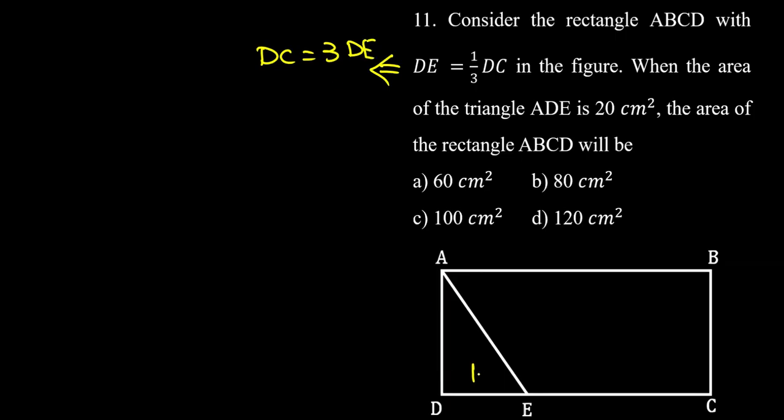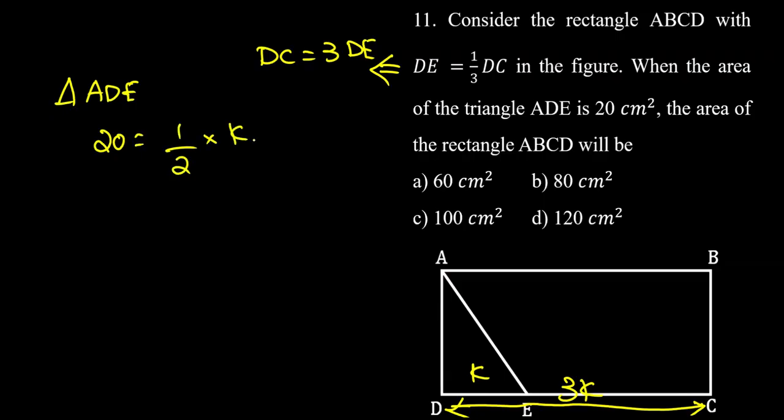If DE is K, my dear friend, DC, the entire base, will be how much? If you take DE as K, DC must be equal to 3K. Now the area of triangle ADE, if you go ahead, 20 is nothing but half into base K, height let it be equal to H. So K into H equal to 40.